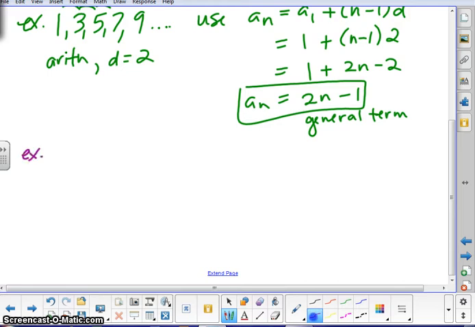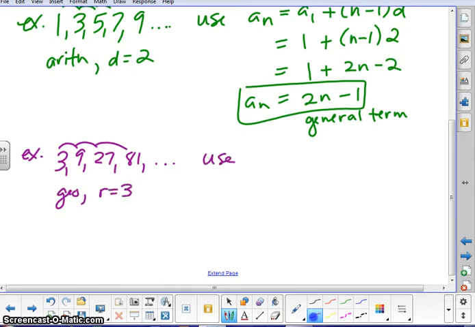The example is 3, 9, 27, 81, and so on. So as you can see, or maybe not, if you look at each jump, it's going to multiply by 3. So it is a geometric series, and the common ratio is 3. So we are going to use the geometric nth term formula, which is a sub n equals a1 times r to the n minus 1. So a sub 1 is 3.